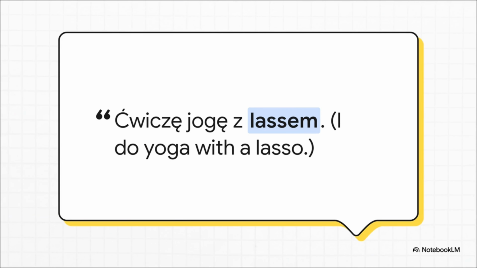Need some inspiration? Well, how about this little masterpiece? Ćwiczę jogę z lasem. I do yoga with a lasso. It's ridiculous, it's grammatically flawless, and I guarantee you will never, ever forget it. So now it's your turn. What's the most creative sentence you can build with your new Swiss Army lasso?